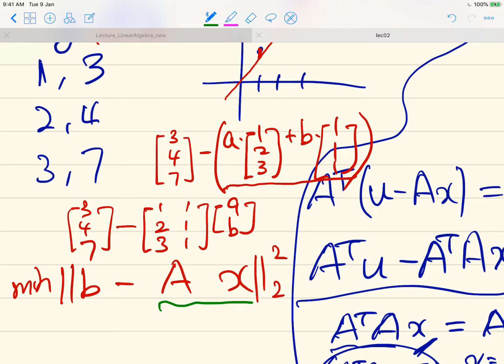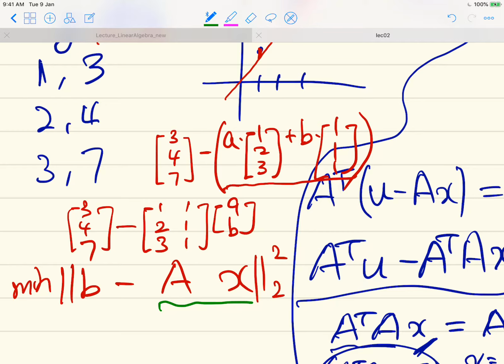If you want, I can give you an example. So if you guys understood, then we can move on. You want an example or not? Okay, then let's move on.